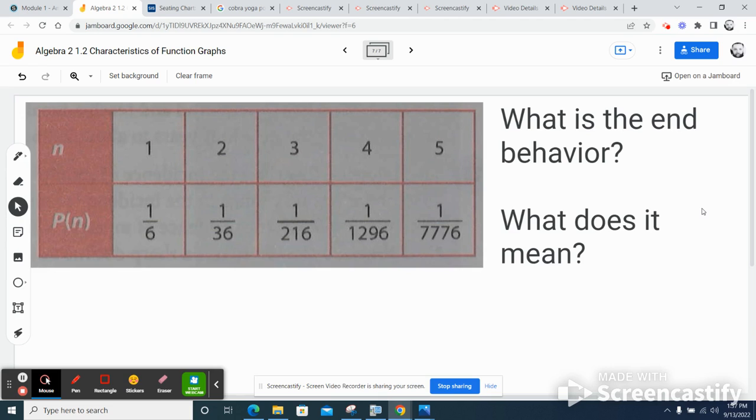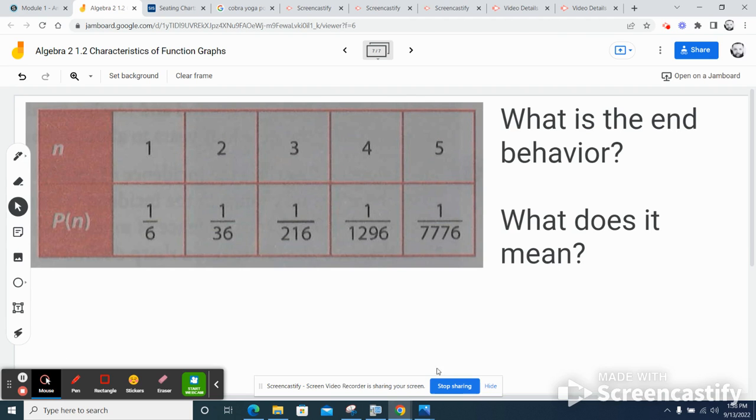So, when you roll 5 dice, you've got a 1 in 6 chance of 1 becoming, when you roll 2, you get a 1 in 36 chance, and so on and so forth. So then it says, what is the end behavior? Well, what we could do is graph this and take a look.